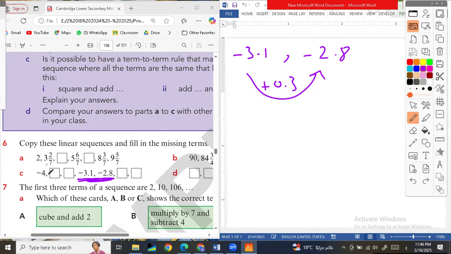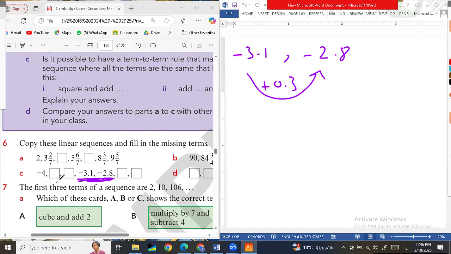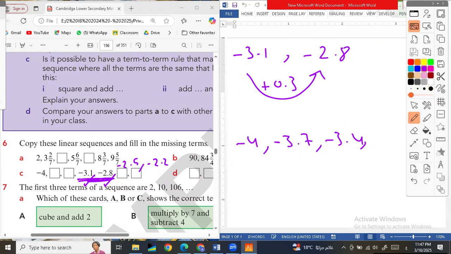Now I know the term-to-term rule. So -4, add to it 0.3 becomes what? Add to it 0.3, then it becomes -3.7. Add to it 0.3 becomes -3.4. Then -3.1 is given to us, -2.8 is given to us. Then I add to it 0.3, so it becomes -2.5, and then -2.2. All right? I found the term rule, then I applied it. Okay.